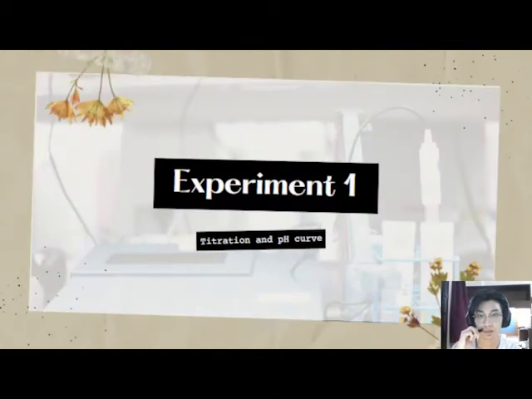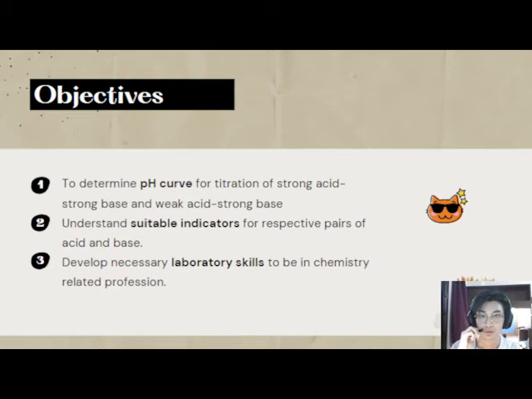Without further ado, let's dive into our experiment, namely the titration and pH curve. Before that, let's take a quick look at the objectives of this experiment. Firstly, we need to determine the pH curve for titration of strong acid with strong base and weak acid with strong base. Secondly, we need to understand suitable indicators for respective pairs of acid and base. Last but not least, we will develop necessary laboratory skills to be in a chemistry-related profession.